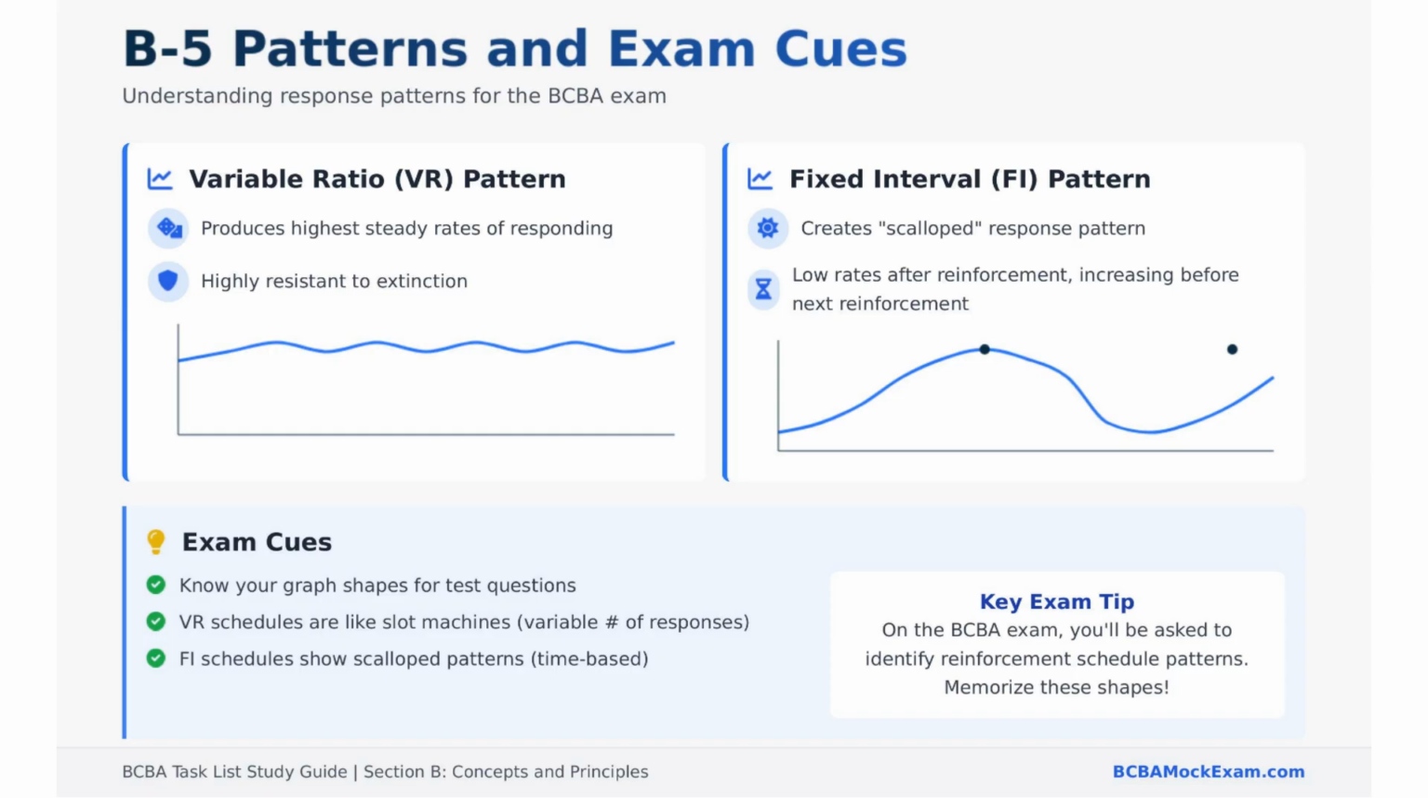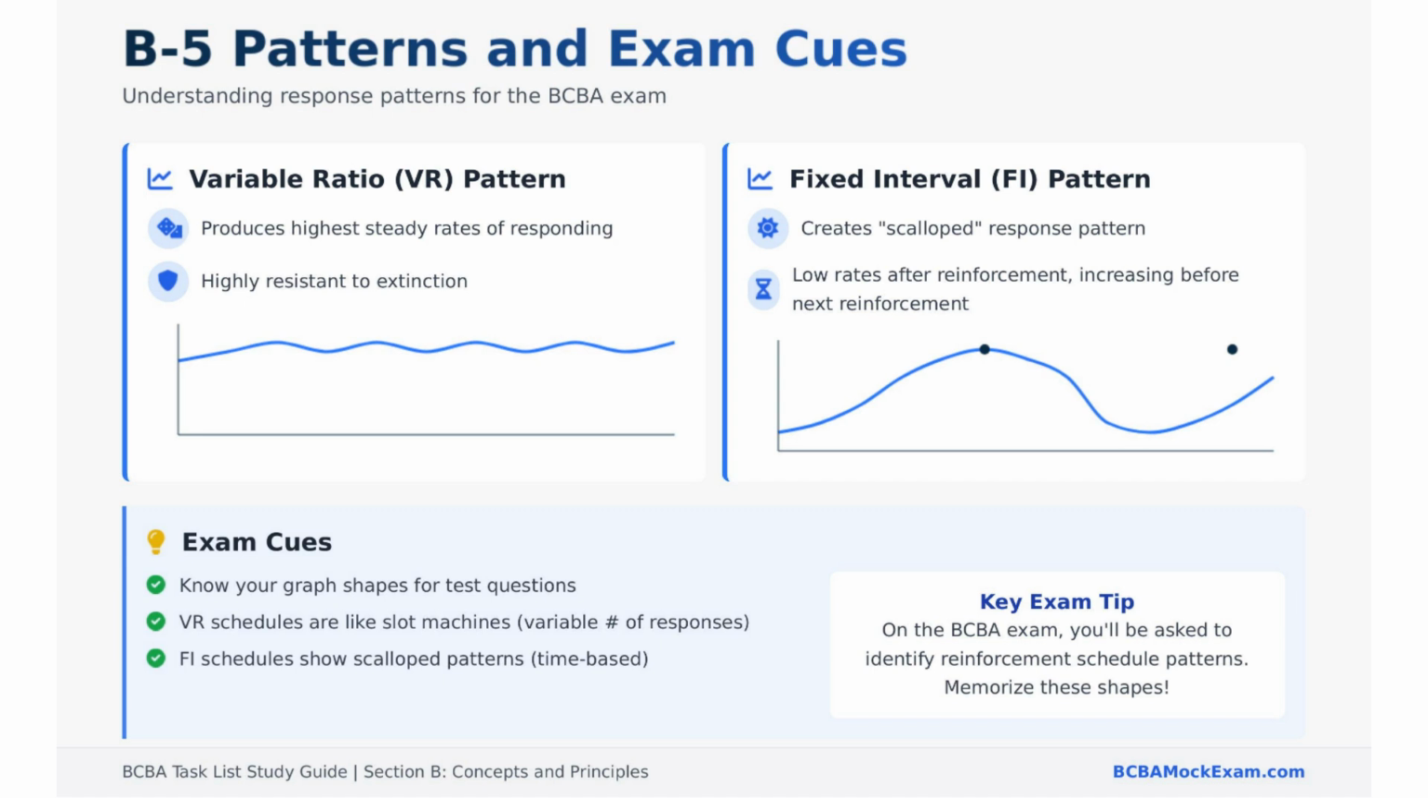Here's a visual memory hack. VR equals very rapid responses, highest rate and most resistant to extinction. FI equals fluctuating intervals, that scalloped curve you'll see on the exam. Don't just memorize the definitions, picture the response patterns. That's how you ace those graph questions.